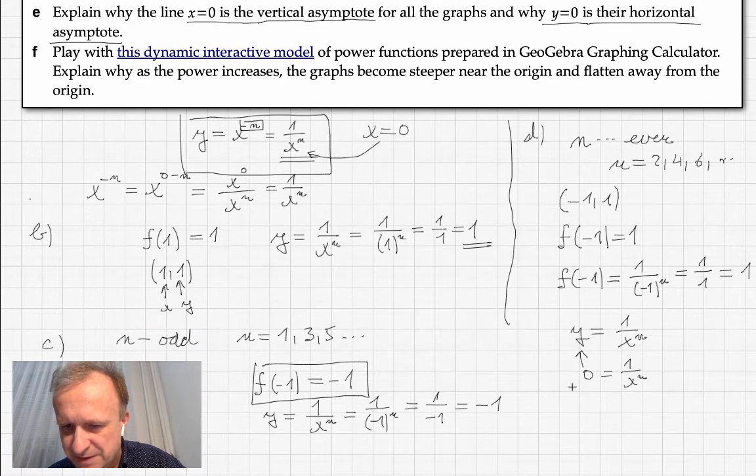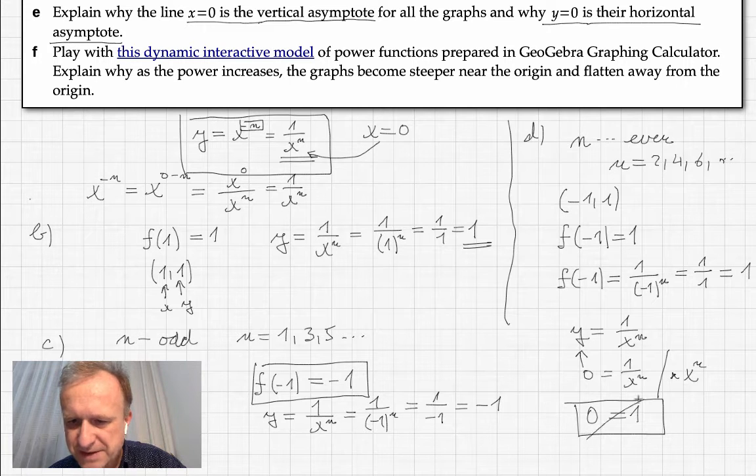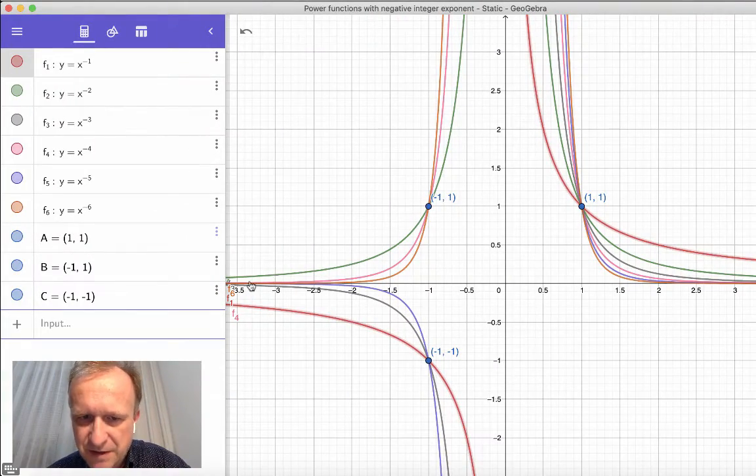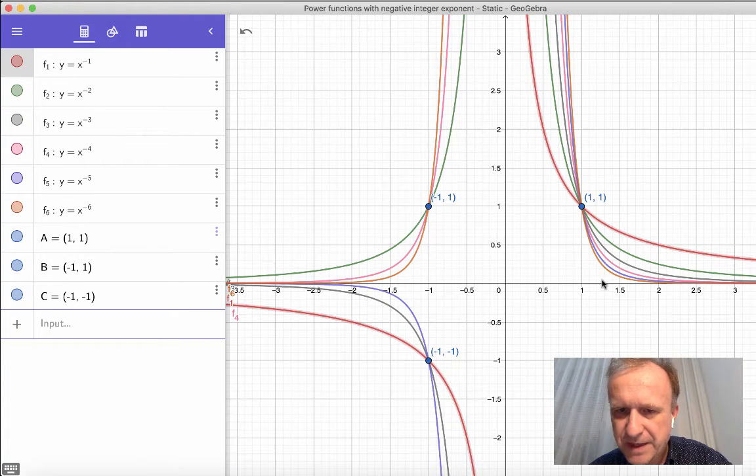Now, this means that if you multiply times x to the power of n, it means that 0 equals 1, okay? And this is a piece of nonsense. This never happens. 0 is not 1. So if any branch of those graphs crossed its horizontal asymptote, it would amount to asking that 0 equals 1, and this is not possible. Therefore, these graphs never cross the horizontal asymptote.